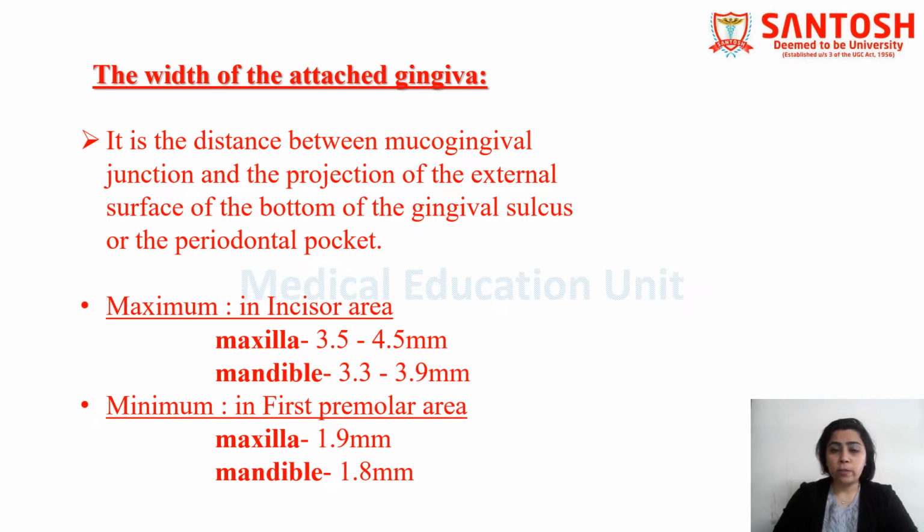The maximum width of attached gingiva can be seen in the incisal area: in the maxilla 3.5 to 4.5 mm, and in the mandible 3.3 to 3.9 mm. Minimum width is seen in the first premolar area: in the maxilla 1.9 mm and in the mandible 1.8 mm.